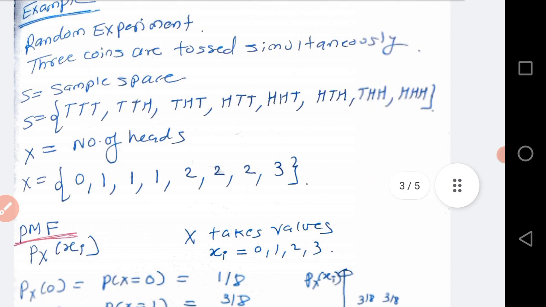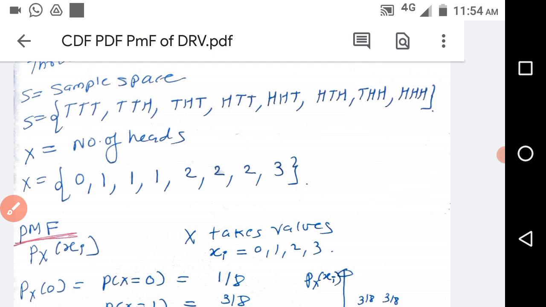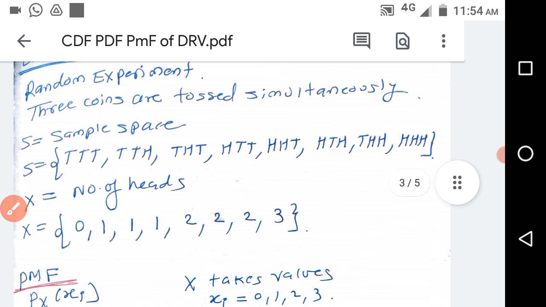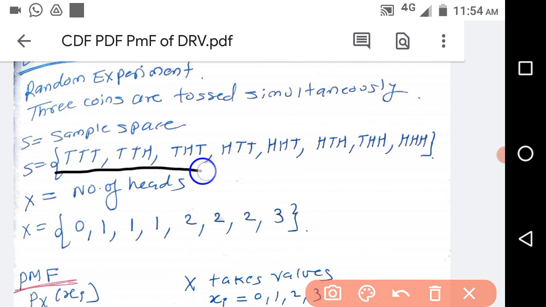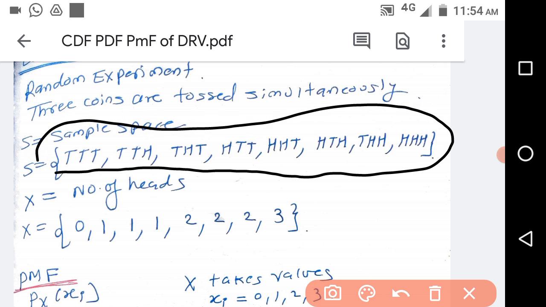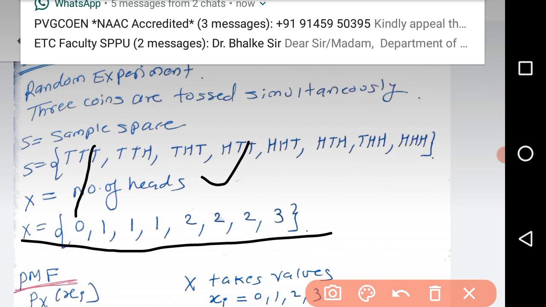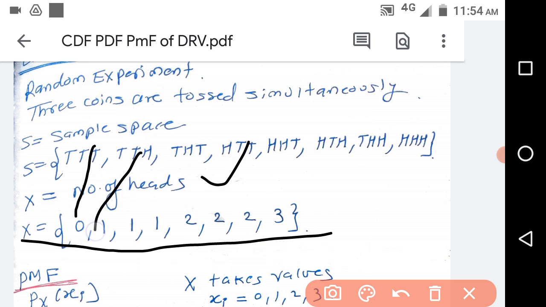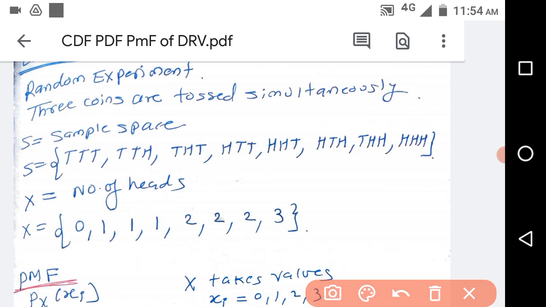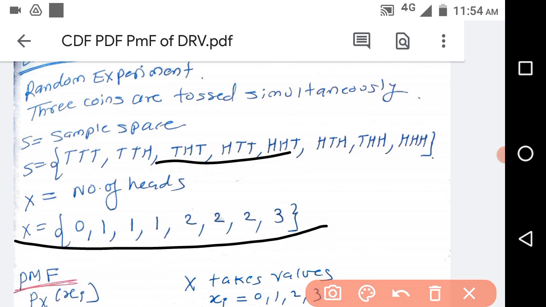So let us understand these formulas with one example. Let us take one random experiment of tossing 3 coins simultaneously. The sample space contains these values. Either you will get all tails, or you will get 2 tails and 1 head. Likewise, you will get the 8 combinations. So what is the random variable defined? You have to count the number of heads. So X is equal to 0 here, here head is 1, and here head is 1. Likewise, you can count the number of heads in each sample. You will get the random variable like this.